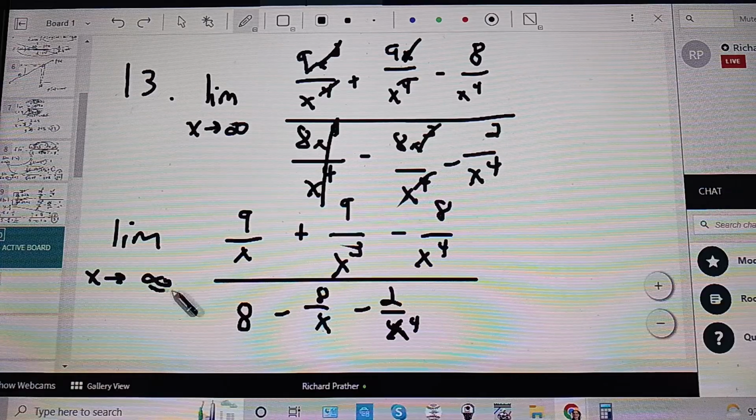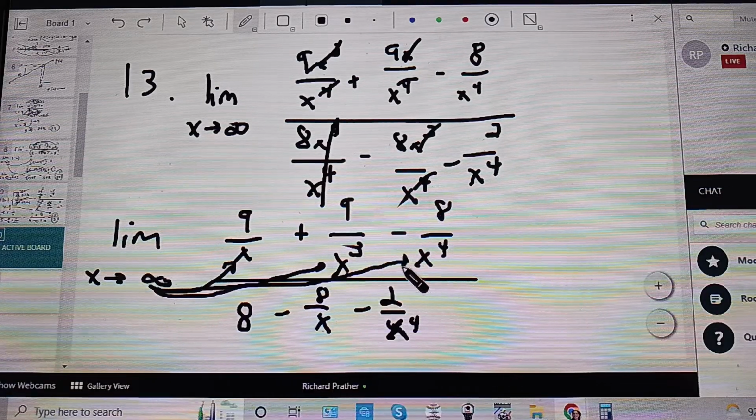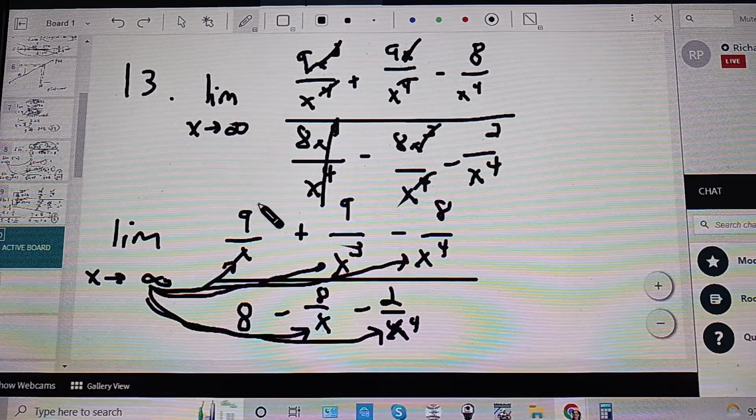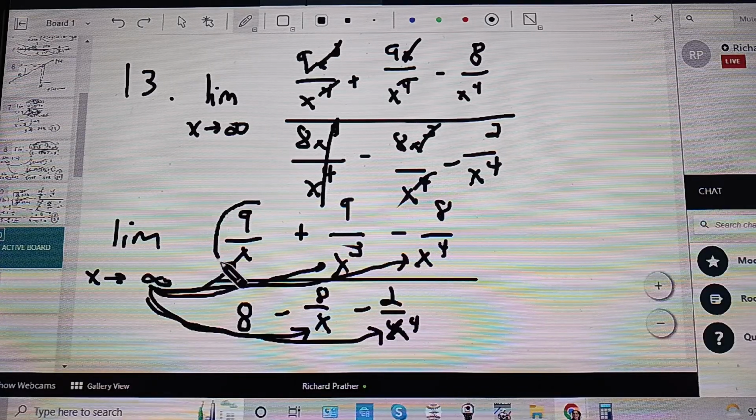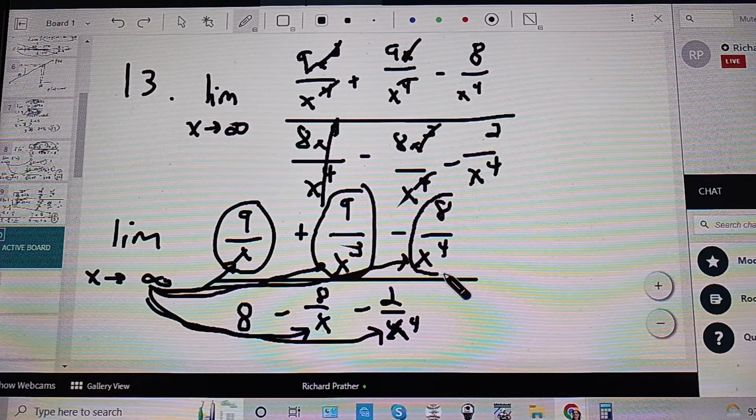So once I plug infinity in, think of that as just plugging in a very large number like 100 trillion. Anytime there's an x in a denominator, that part goes to 0. So 9 divided by a very large number is close to 0. 9 divided by a very large number cubed is even closer to 0. The higher the exponent, the closer to 0 it gets. All 5 of these get very, very close to 0.